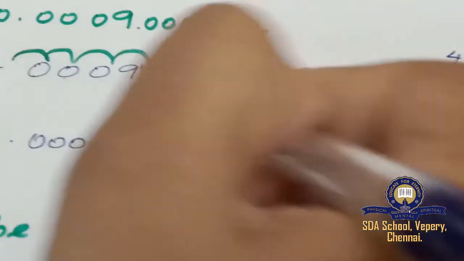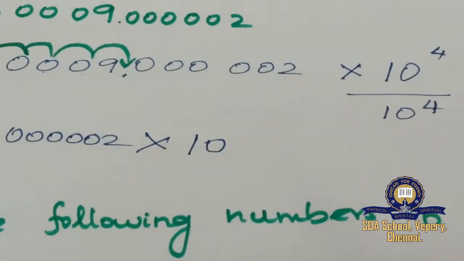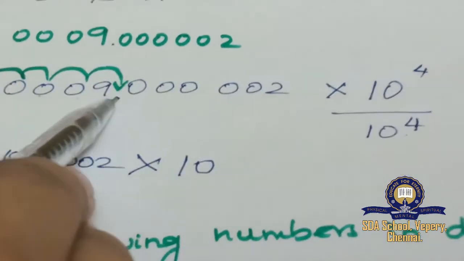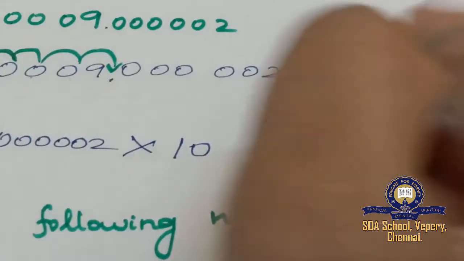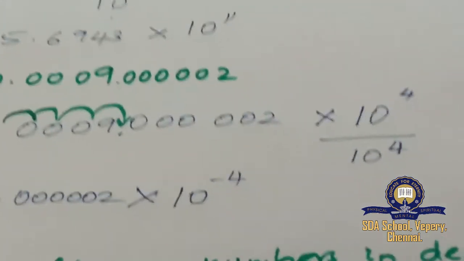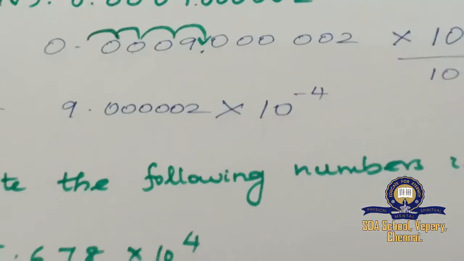Multiplying by 10 power, what will I get? This 4 will remain, isn't it? For this 4, I did this. This 4, if I take it on top, it will become -4. Yes, students, am I clear enough? Okay. Now let's move on to the second sum.